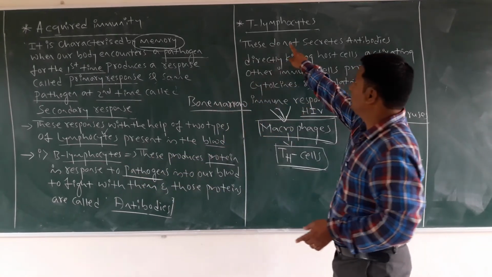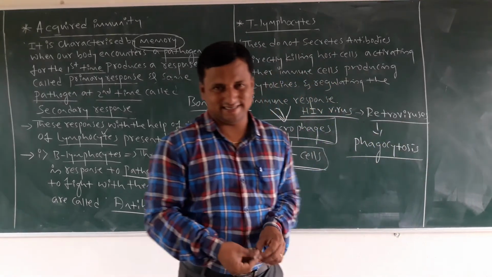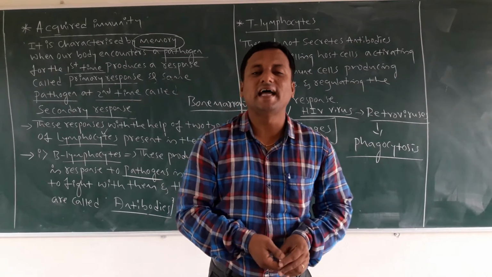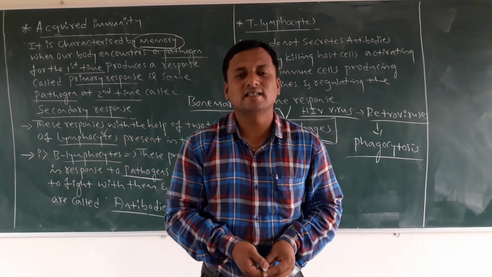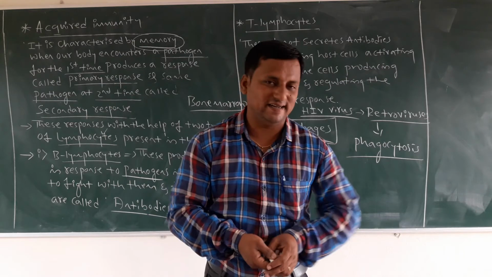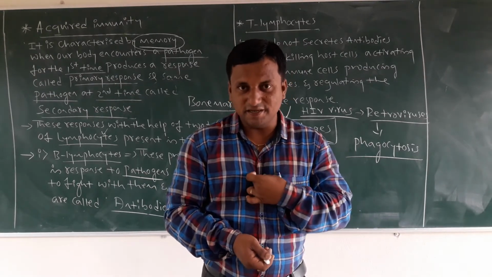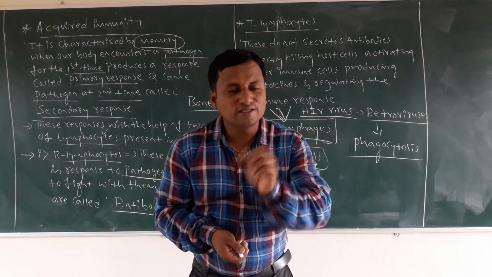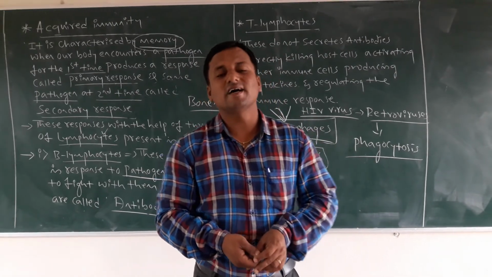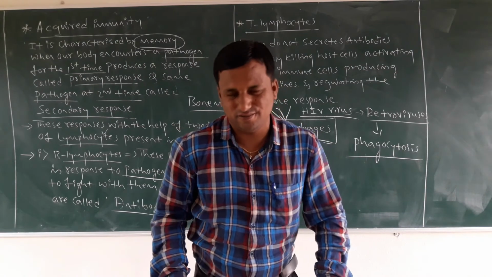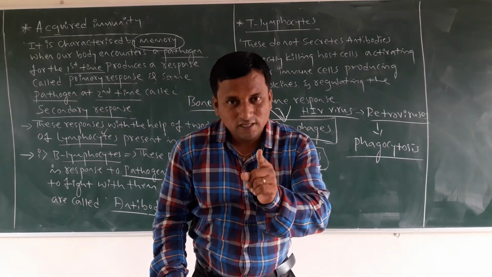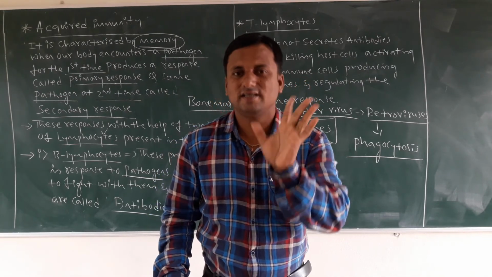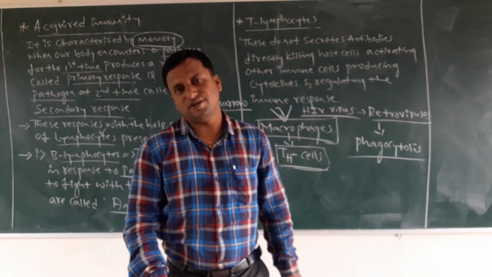Then the next one is T lymphocytes. What are T lymphocytes? T means the thymus region. The thymus is a type of endocrine gland present in the chest, between the lungs. In this thymus, it produces a hormone called thymosin hormone. This hormone plays a very important role in immune responses. It gives the best immunity.